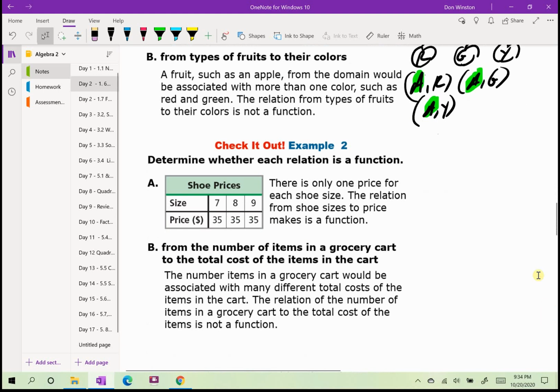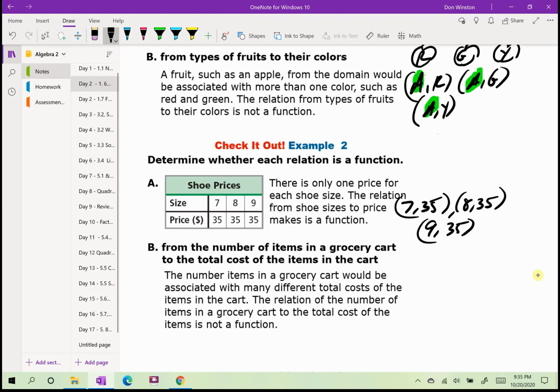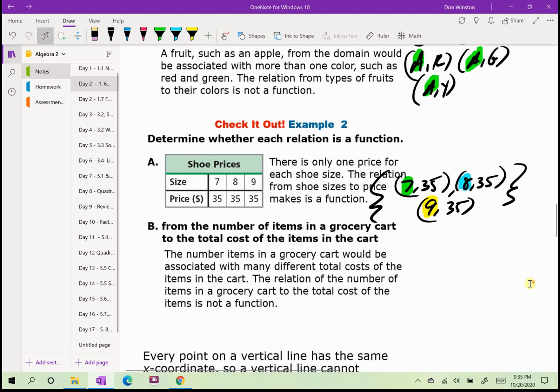Okay. Let's look at the next example. Shoe size to prices. So here, size 7 has a price of $35. Size 8 has a price of $35. And size 9 has a price of $35. That relation is a function because none of the x's are repeated, even though they go to the same price.